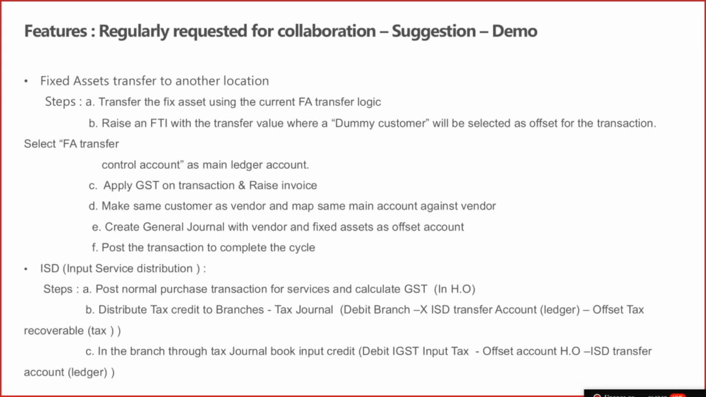And when you post the journal, your dummy account will nullify, your fixed assets control account will nullify, and you have a tax, and the transfer of location of assets will move from one location to another location. This is a little lengthy workaround, but this is currently the only option if you want to apply tax on the fixed assets transfer transaction.